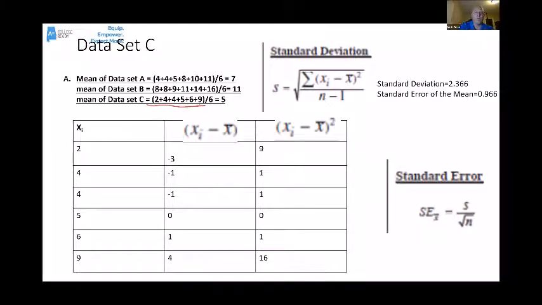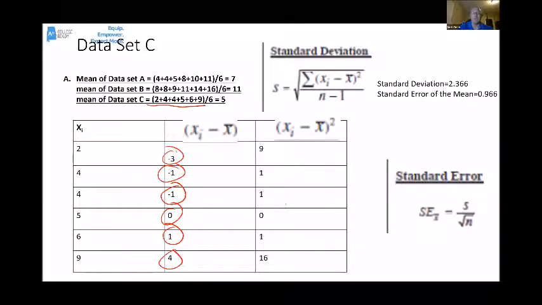Here are my data points. Add them up, divide by 6 to get a mean of 5. 2 minus 5 to get -3. 4 minus 5 to get -1. Same here. 5 minus 5 to get 0. 6 minus 5 to get 1. And 9 minus 5 to get 4. Square them, add up those sums, divide by 6 minus 1, n minus 1, to get a standard deviation of 2.366.